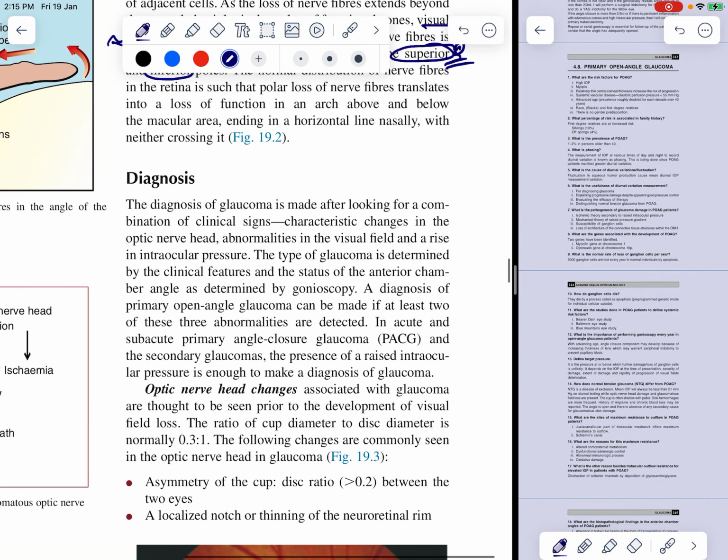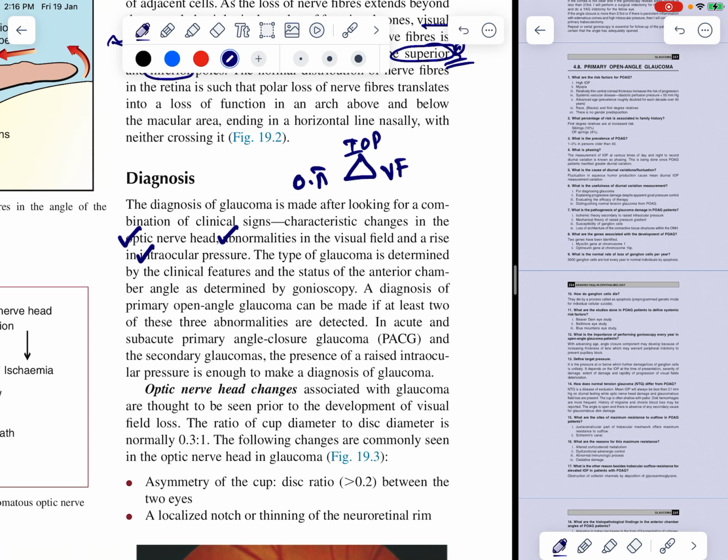Coming to the diagnosis. Diagnosis of glaucoma is made after looking at a combination of clinical signs, which includes optic nerve head evaluation, visual field anomalies, changes in intraocular pressure. It's a triad. IOP, visual field, optic nerve. Do not forget this. It is a must know.